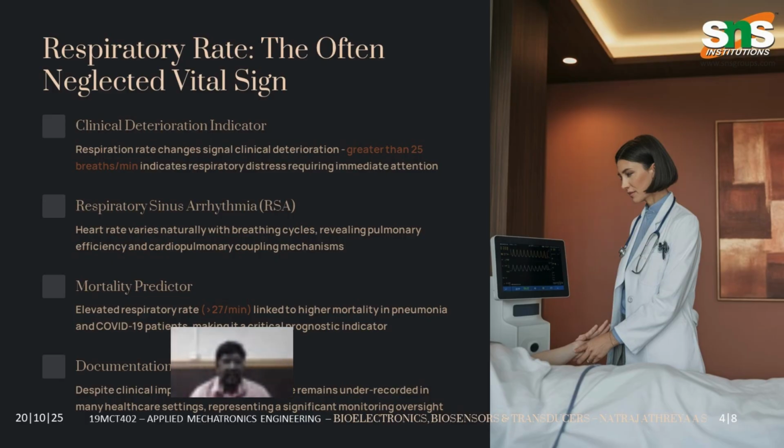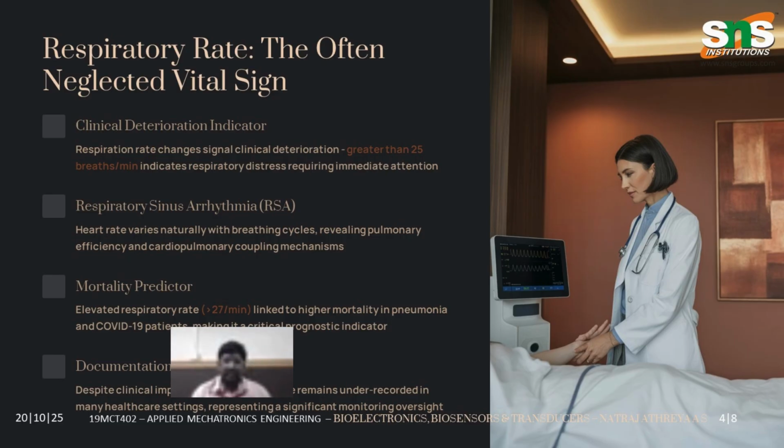What they do is use a clinical deterioration indicator: if we have more than 19 to 25 breaths per minute, then it might be some respiratory stress related problem, and it requires immediate attention. Similarly, respiratory sinus arrhythmia is nothing but heart rate varying naturally with our breathing cycles. So we can actually reduce or increase our heart rate based on our breath or vice versa.